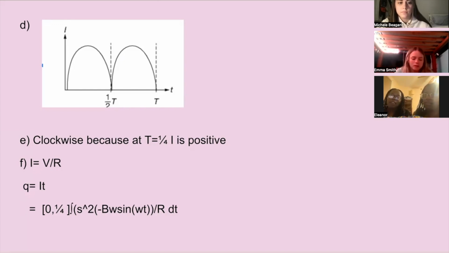And then for part F, to find the charge, we are going to use I equals V over R, and then take the integral from t equals 0 to t equals 1/4 and multiply that by dt to get the total amount of charge, because the charge is equal to the current times time.